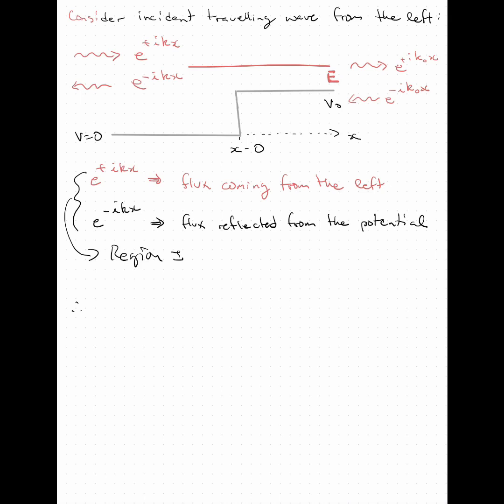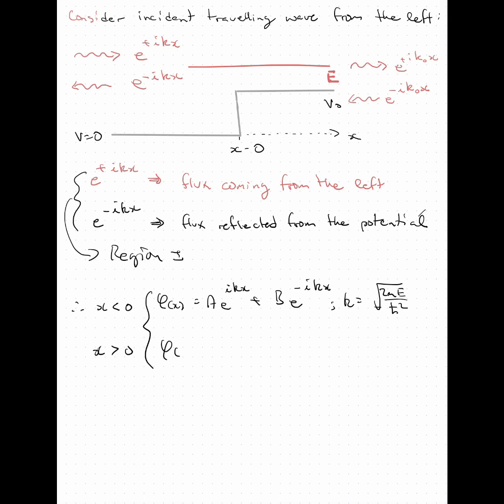Therefore, we can try to write down wave solutions on both sides, for the side of x less than 0 and x greater than 0. For x less than 0, let's say it's A times e to the ikx plus B e to the minus ikx, where k is, as usual, root 2mE over h bar squared.